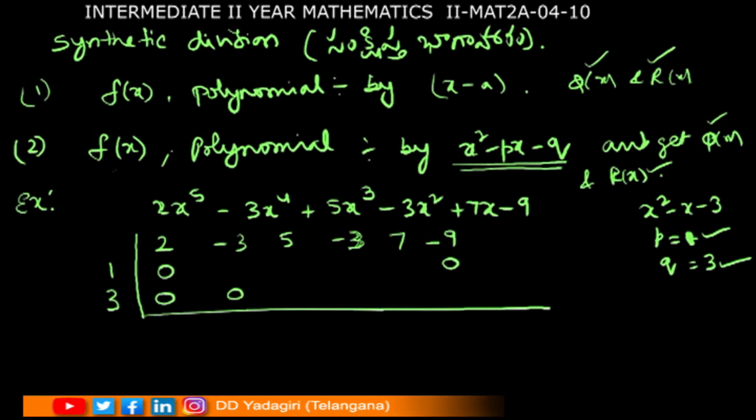Now 2 plus 0 plus 0 is 2. 2 into 1, write here: 2. Okay, 2 into 1 is 2. Minus 3 plus 2 is minus 1. Okay, now you multiply 3 with this 2 and write here, 1 with this minus 1 and write here.